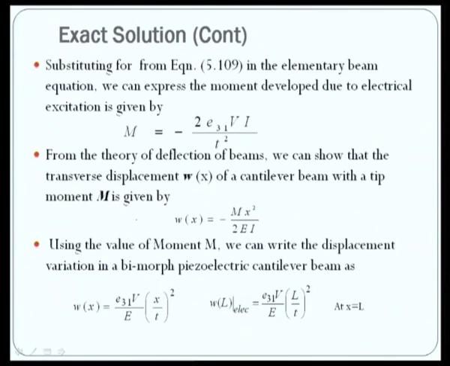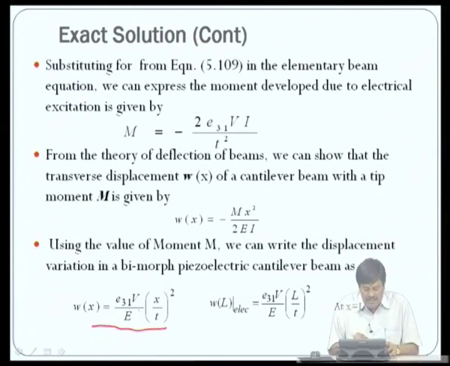From the theory of deflection of beams, we can show that the transverse displacement W of a cantilever beam due to a moment M is M x square by 2 EI, with M substituted from the piezoelectric constitutive law. When we plug this in, we get the equation for a bimorph cantilever piezoelectric PVDF beam. We can substitute x at any point and get the deflection due to piezoelectricity.